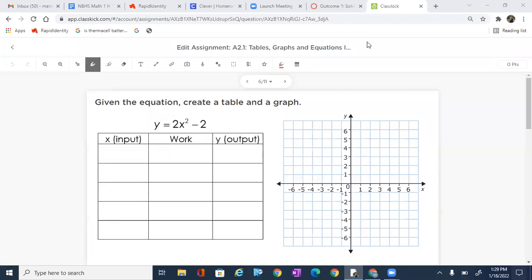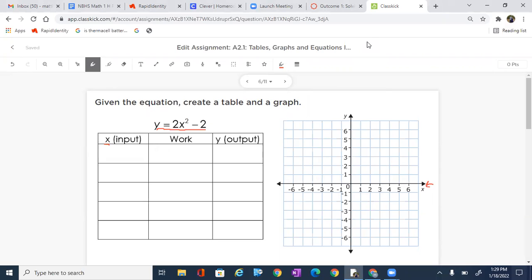All right, we are going to graph this equation, y equals 2x squared minus 2. And we're going to pick some input values, or x values. And how we're going to do that is we're going to base it off of our x-axis right here. So let's go ahead and start.